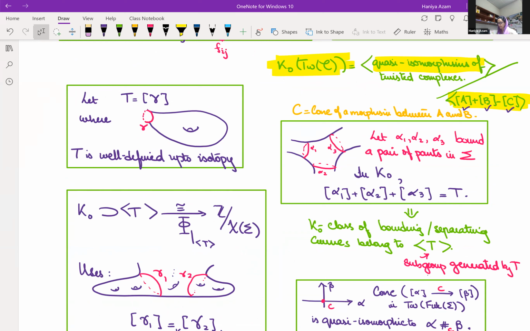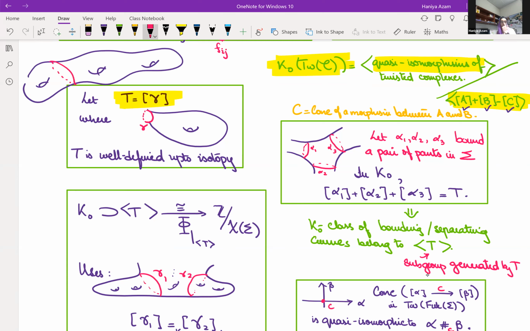interesting in their own right, in the sense that if you take such a curve on the surface, so let's say this is what your surface looks like, and you take this curve, which bounds a genus 1 subsurface. This is the gamma. You take its class and call it T. So this T is well defined up to isotopy. So if you move this gamma to another curve which is isotopic to it, so you can move it back and forth, the class remains the same. So T is independent.